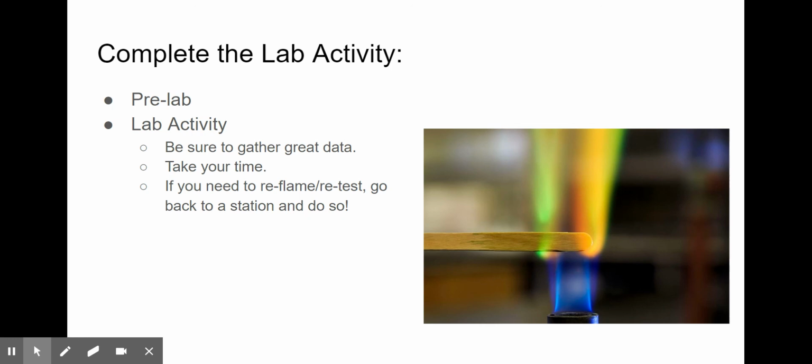This is an individual lab, so you won't have to work with a partner, but there'll be multiple stations set up, so there's enough room for everyone to be able to access some Bunsen burners. If you feel, hey, my data's looking a little weird, some colors I'm not seeing as much, some colors I'm seeing more than others, you're always welcome to go back and reflame or retest different samples. Just make sure you are marking your data down in the correct space.